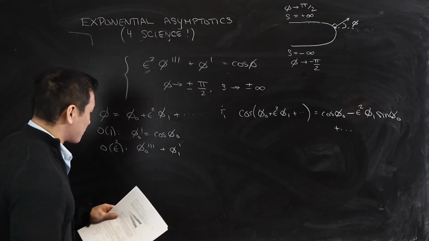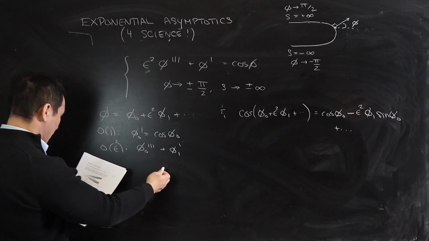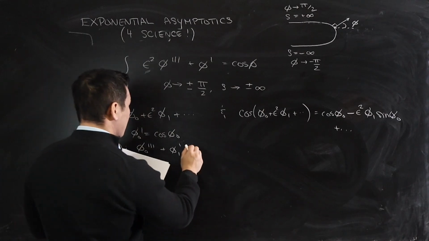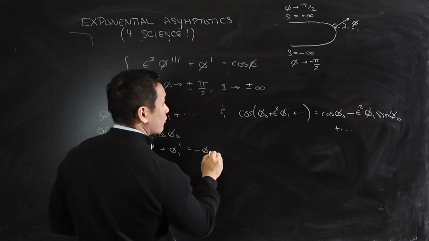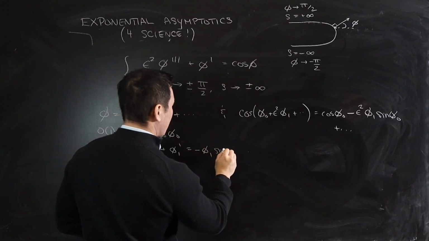Okay, so we have phi 1 prime, and then I need the sine term on the right hand side there, so that's a minus phi 1 times sine of phi naught.